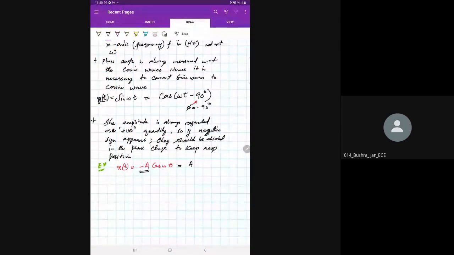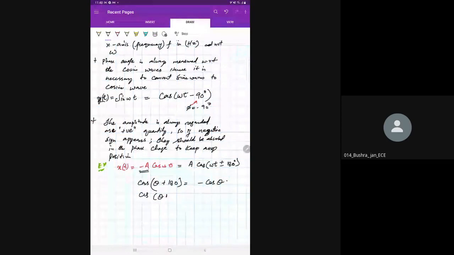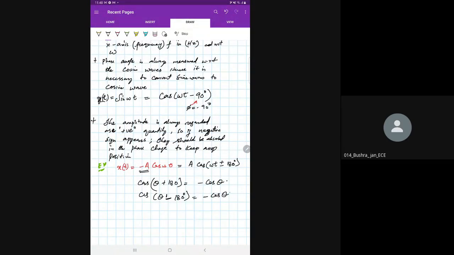The signal could be written as a times cos of omega t plus or minus 180, that is cos theta plus 180 degrees, which is equal to minus cos theta, or cos theta minus 180 degrees, which is also equal to minus cos theta. Now see, this minus sign you have to absorb inside the phase.